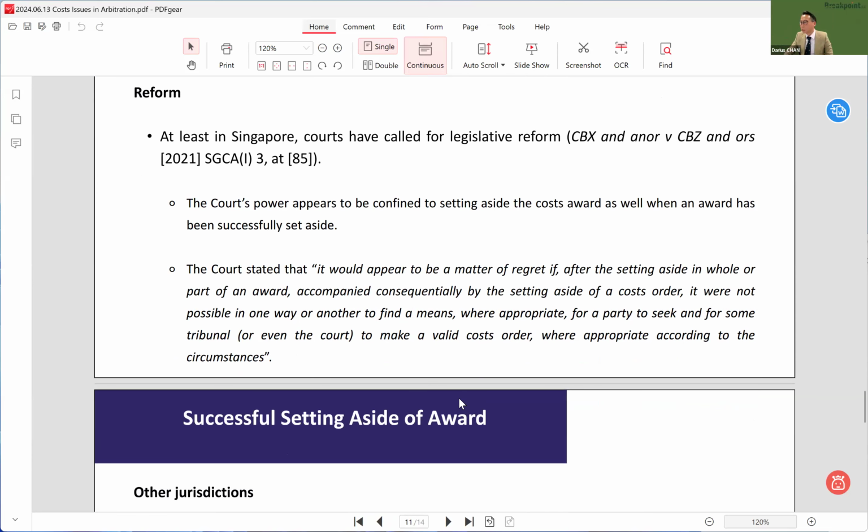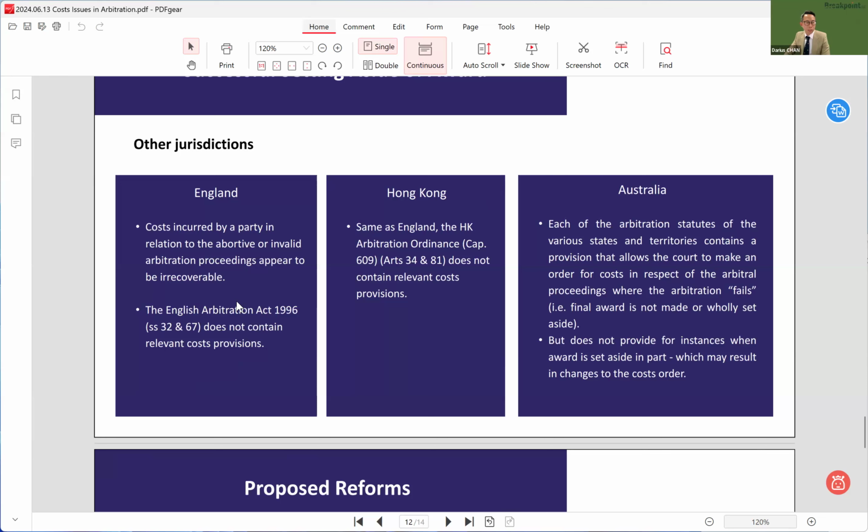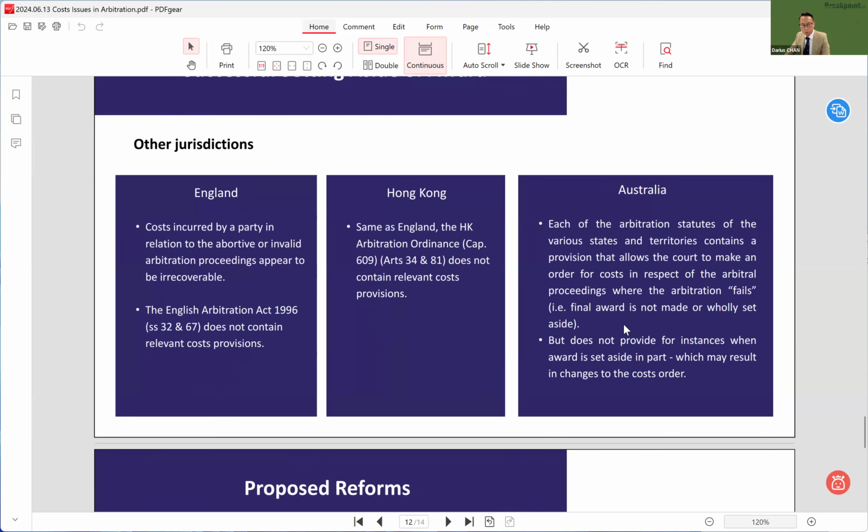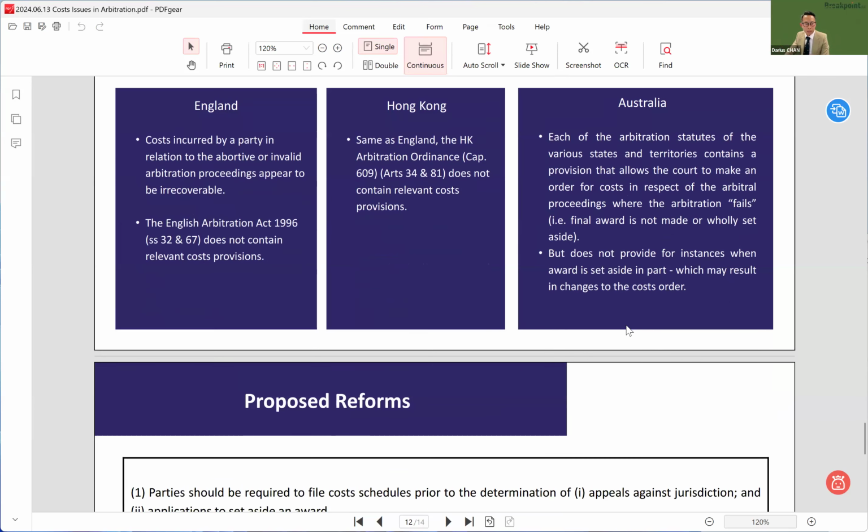Just a quick run through of what other jurisdictions are doing in this regard. In England, there are no provisions. So just like Malaysia, there appears to be no express provisions on this point. Hong Kong, similarly, no express provisions. And the reason why there are no express provisions, at least in the Hong Kong context, is because the model law is silent on this, right? That's why there's a gap in the first place. In Australia, there are provisions, right? There are provisions that would grant the court the power to award costs in respect of the arbitration proceedings when the arbitration fails. So in Australia, that's different. So we can all take note of that.